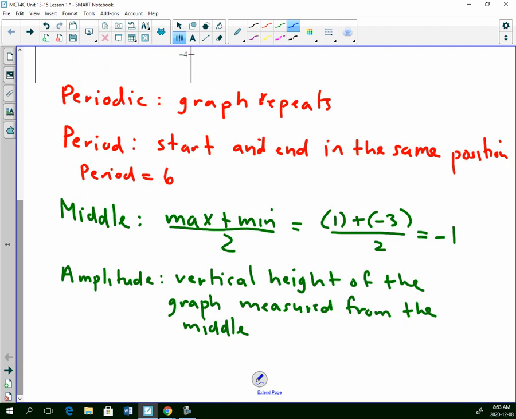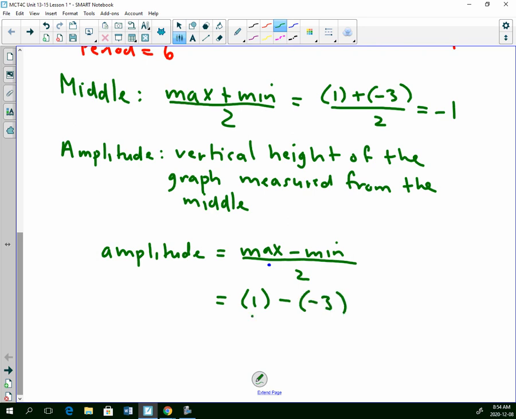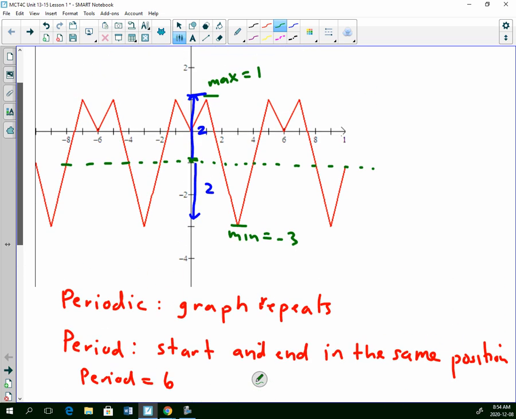If you're a formula person, you like formulas, then you could say that the amplitude is the difference. So it's the maximum minus the minimum divided by 2. So the maximum being 1, the minimum being -3, divided by 2, and that gives me the amplitude of 2. So it's up to you. If you want to use the formula, you can. If you just want to count, you could also do that.